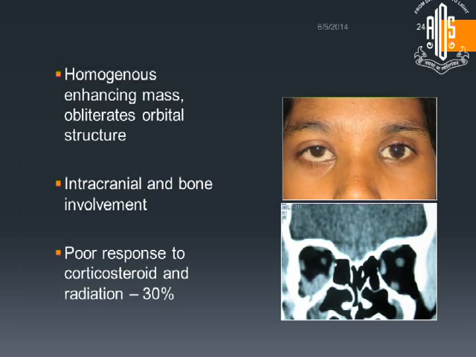And when you take the biopsy, you feel that it's a very hard mass. It's almost gritty. It's difficult to cut. This has a poor response to corticosteroid and radiation in 30% of the patients. But the earlier you start the treatment, the more likely that it's going to respond.